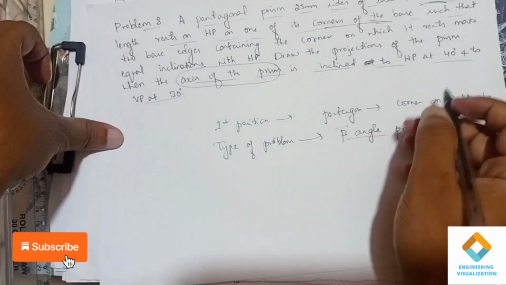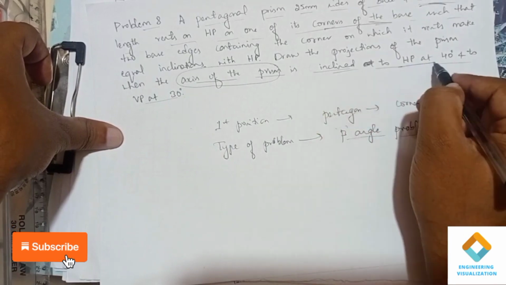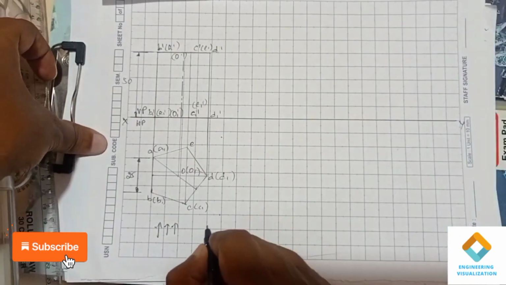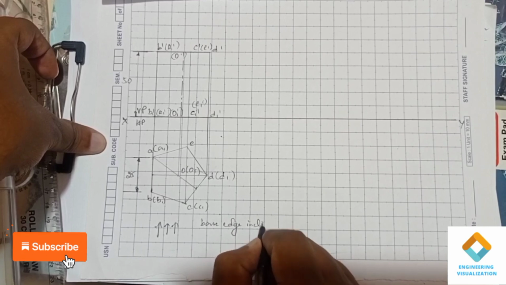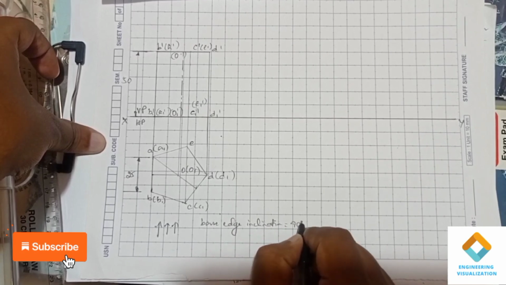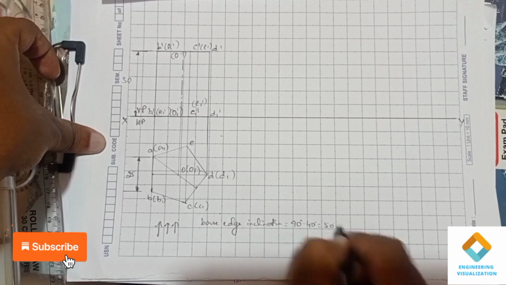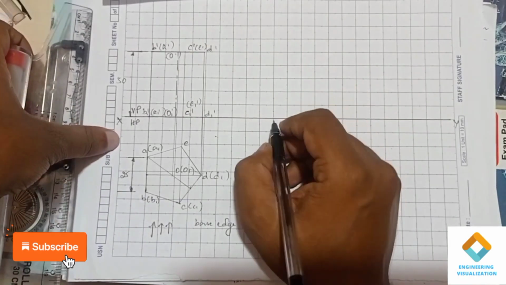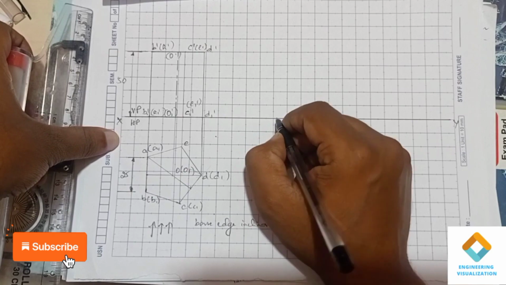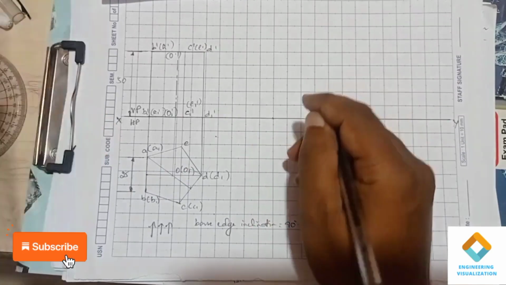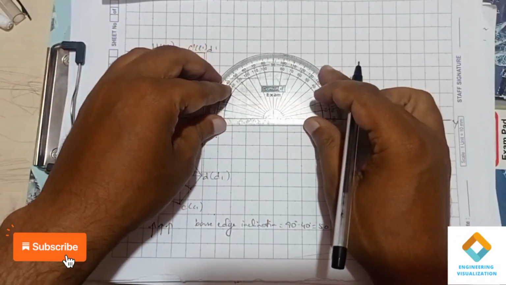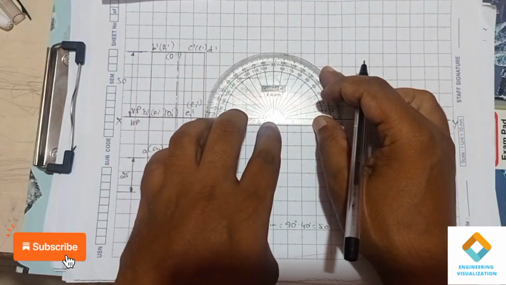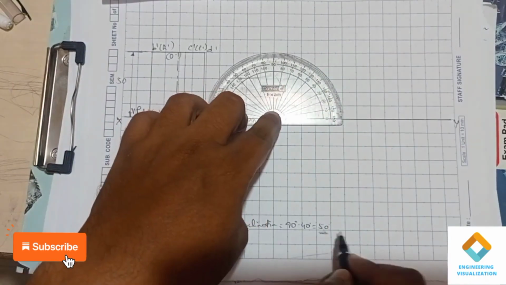Now we have to construct the second position. For the second position they have given inclination to HP 40 degree with respect to the axis. Okay, but we will be constructing using the base edge here. So base edge inclination is equal to, we know the formula, 90 degree minus angle of inclination to HP. It is given 40, so 90 minus 40 degree means it is 50 degree. First I will be marking a reference point, that is D1 dash, on the XY line. Then place the protractor and mark for angle 50 degree here, because base edge angle is 50.